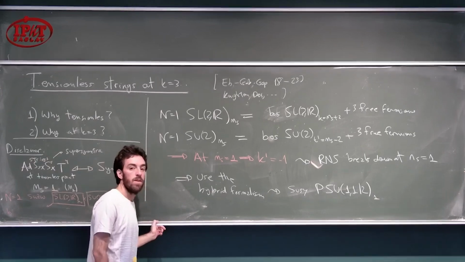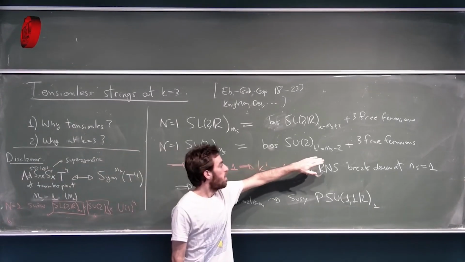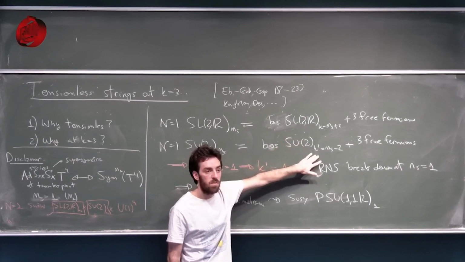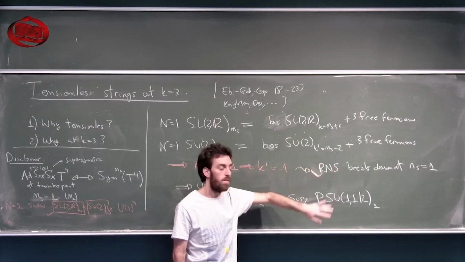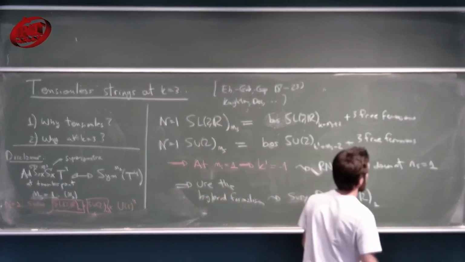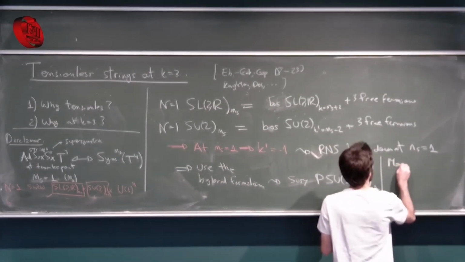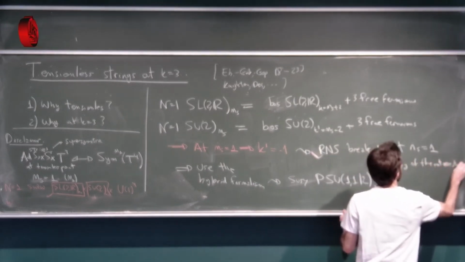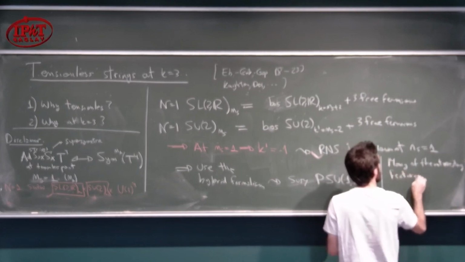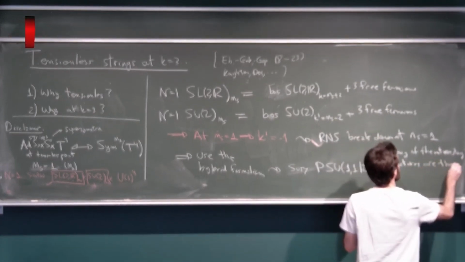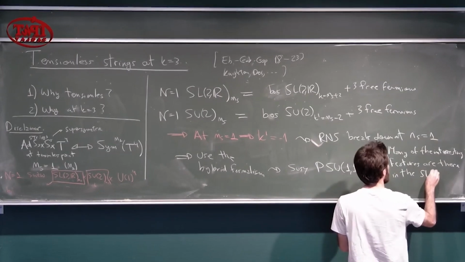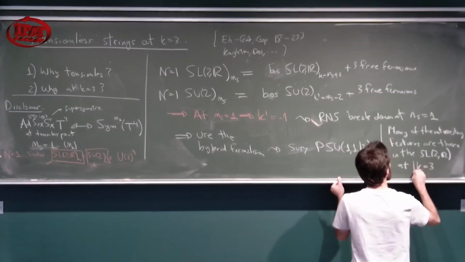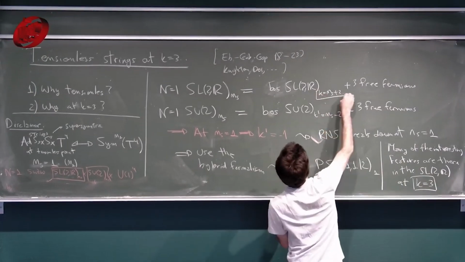But the interesting comment here is that the problem is really not in the AdS sector. The problem is in the SU2 sector. That's where things become complicated. So, since the problem is in the SU2 sector, many of the interesting features are there in the SL2R model at k equals 3. K equals 3 because here I have n5 equals 1 plus 2.